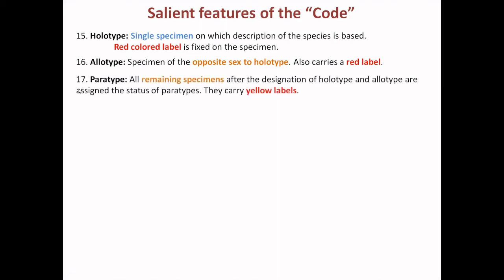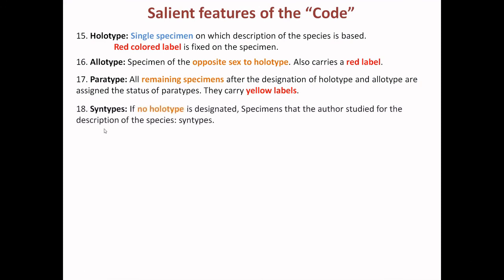Then there is a paratype. So if an investigator or researcher finds a lot of specimens, the most representative one is kept as the holotype, and from the opposite sex one allotype is kept. The remaining specimens are the paratypes. So after designating one specimen as the holotype and another as the allotype, all the remaining specimens are the paratypes, and they carry the yellow label. So holotype and allotype have red labels, and paratypes have yellow labels.